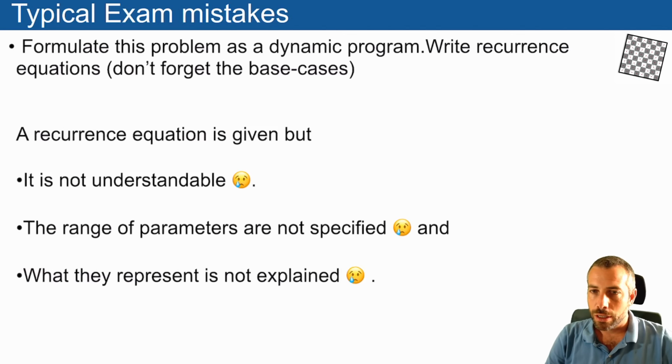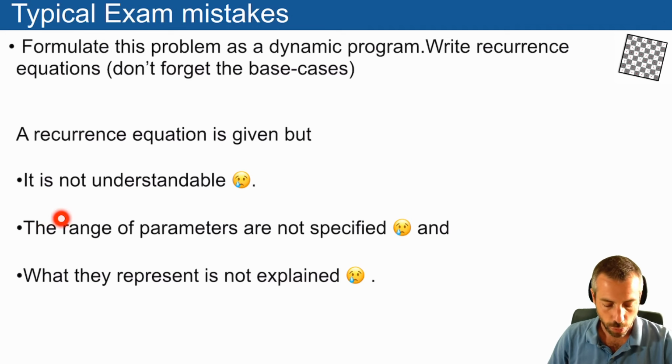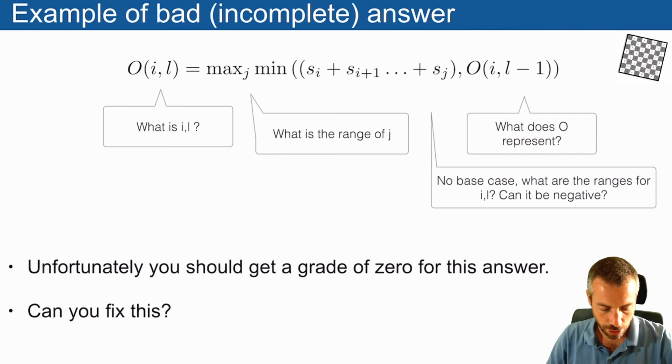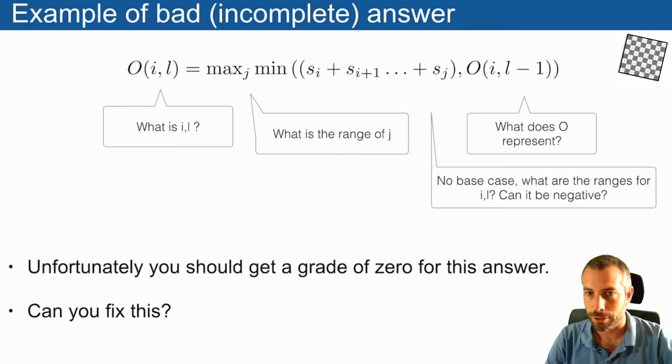The typical error for the first question, can you formulate this problem as a dynamic program, is this one. Usually students give a recurrence equation, but I cannot understand it. I cannot understand it because the ranges of the parameters are not specified, and it's also not explained what these parameters represent. Just to show you an example of something that I cannot understand is this one. One student could write me for this problem a solution like this one.